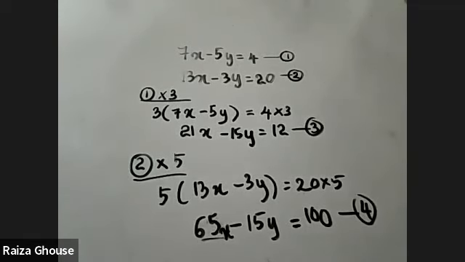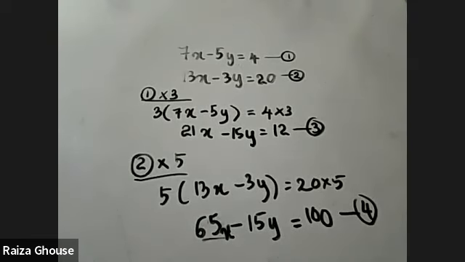Right. After this, what you have to do? Third and fourth equation, same coefficient, same symbol. Now what we have to do?